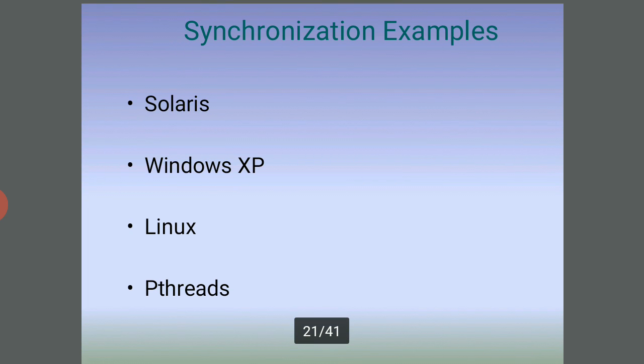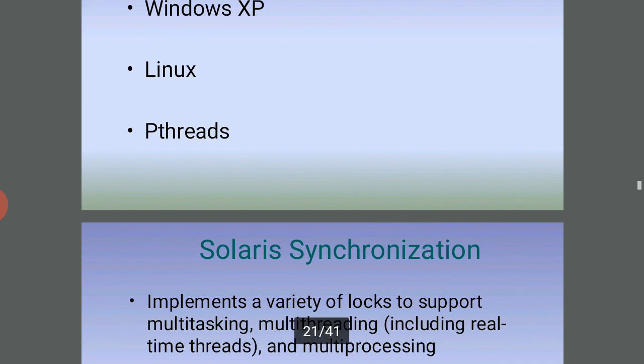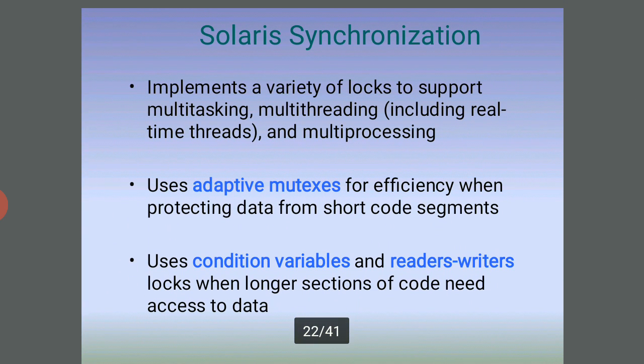And the next one, synchronization examples. What are the examples of synchronization? These are multiple operating systems: Solaris, Windows XP, and Linux, and threads. In Solaris synchronization, the implementation uses a variety of locks to support multitasking, multithreading, including real-time threads, and multiprocessing.